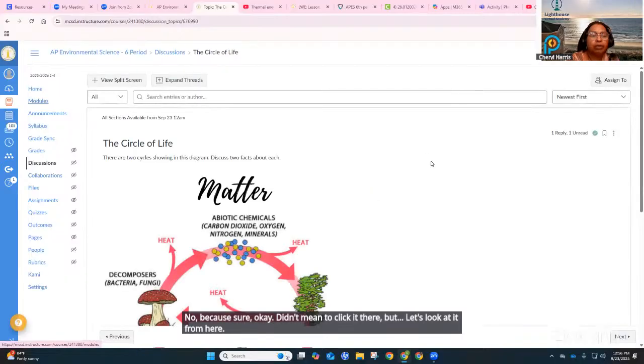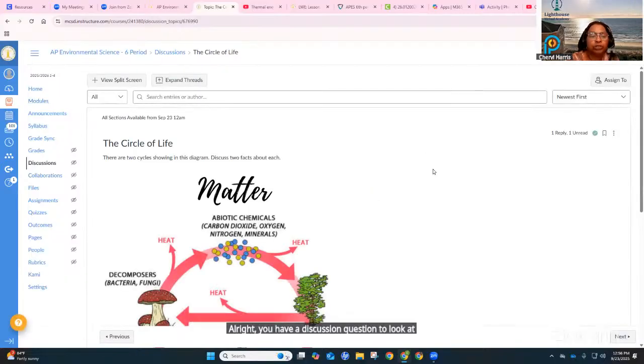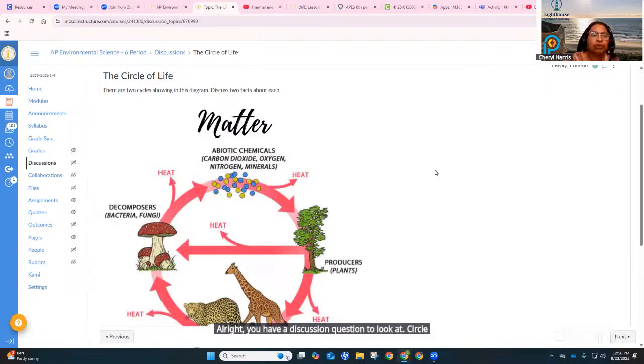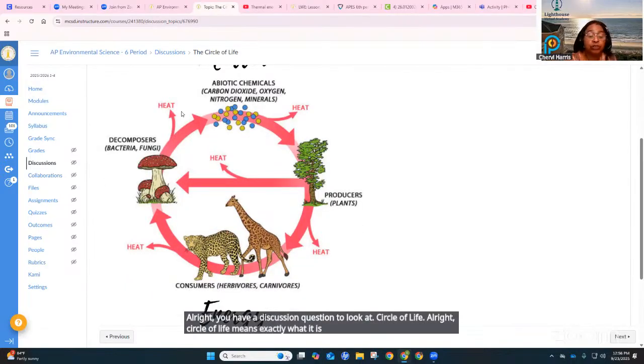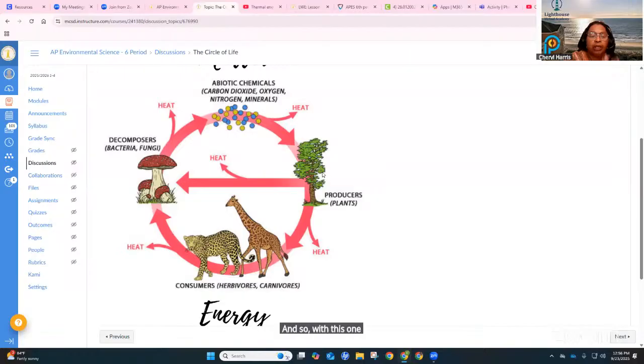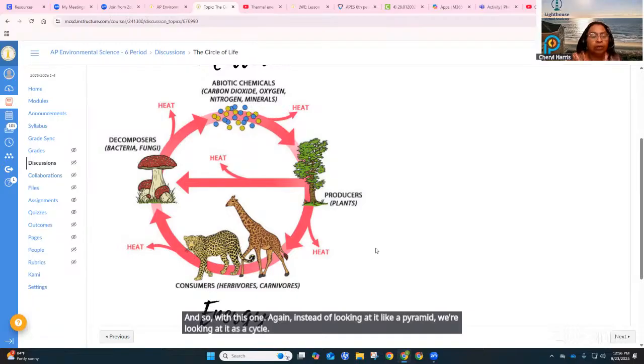All right, you have a discussion question to look at. Circle of life means exactly what it is. You have a circular diagram, and we've been talking about cycles. So with this one, instead of looking at it like a pyramid, we're looking at it as a cycle.